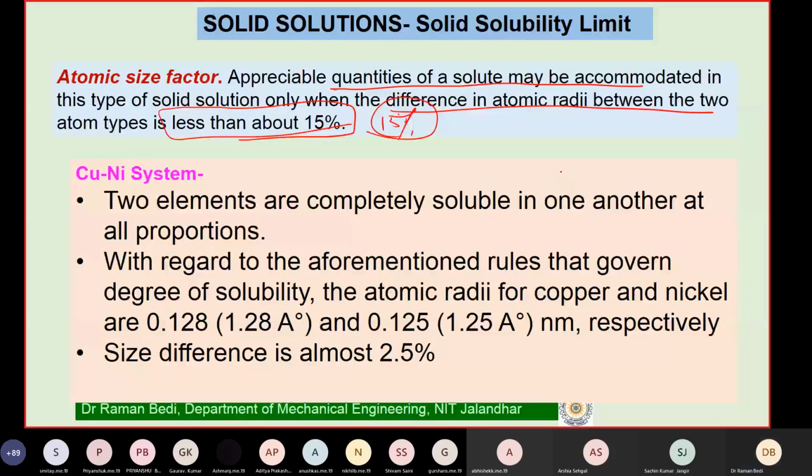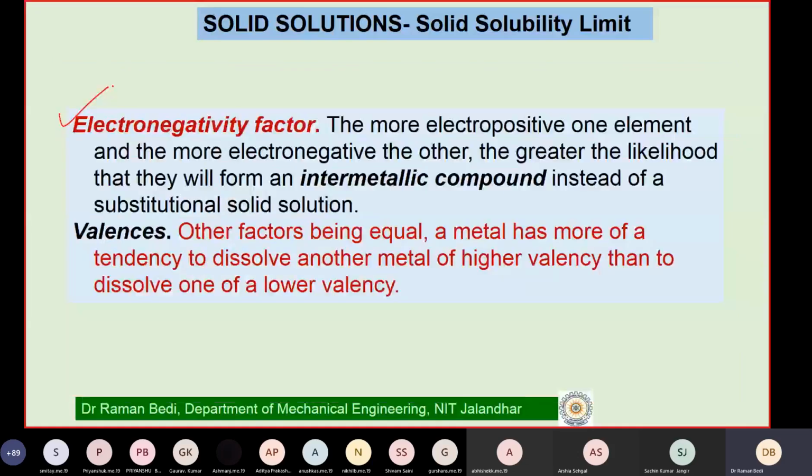substitutional solid solution. Then coming to the third factor, which is important to us, the electronegativity factor. So there are four factors: the crystal structure factor, the atomic radii factor, or the atom size factor, the third one is the electronegativity factor, and the fourth one is the valence factor. The electronegativity factor says that the more electropositive one element happens to be, and if the difference is large, the greater is the likelihood that they will form an intermetallic compound instead of a solid solution.